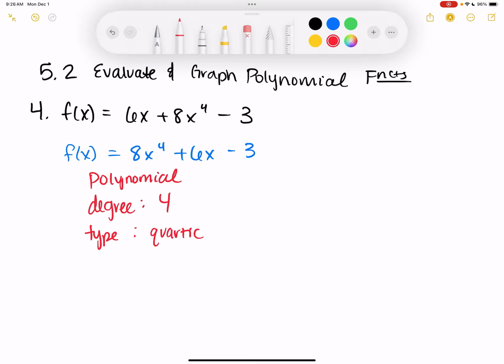And then the leading coefficient is always the number in front of your highest powered term. So that's why I say write it in standard form first, because a lot of times people think leading coefficient is the first number that's written, which it kind of is, but only when it's in standard form. So the leading coefficient is going to be 8. Any questions about that?